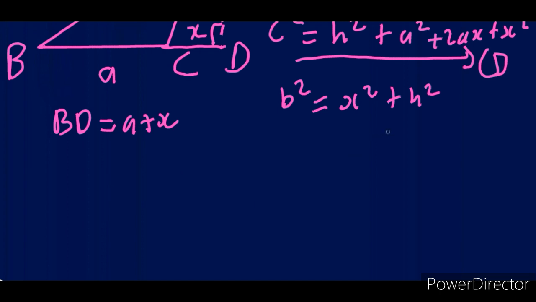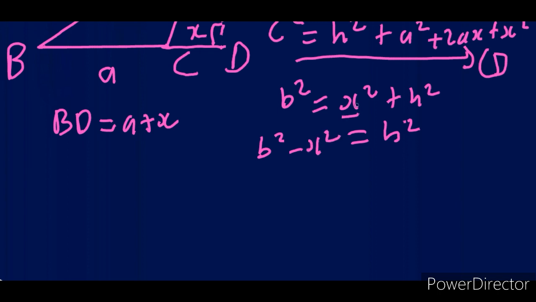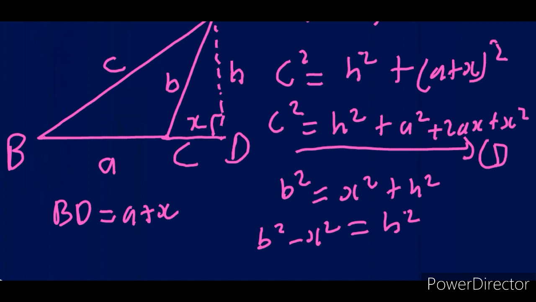Since we want to get rid of it, we must make it the subject of the formula. If we make it the subject of the formula, we end up having h squared is equal to b squared minus x squared, because we took this to the other side. Let's call this our equation 2. When we substitute it into that equation, h is going to disappear.